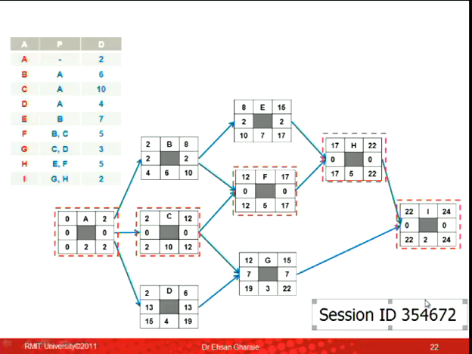Activity B was the activity that the question was about. By definition, the free float is the amount of time that you can delay an activity without impacting any other activity or activities. So you can delay it with no consequence whatsoever, nothing. So if I delay activity B for 1 day, so instead of finishing on day 8, it finishes on day 9, then what happens?